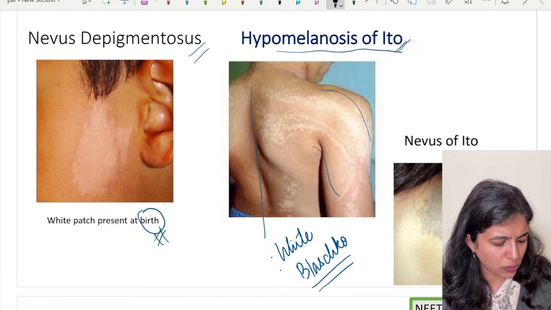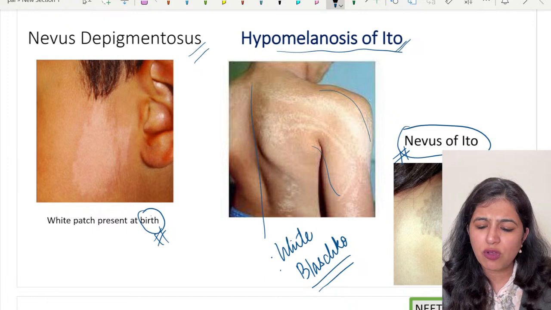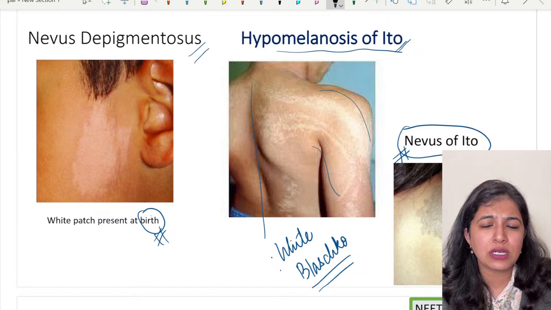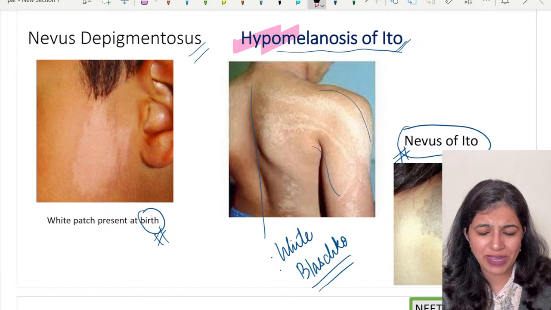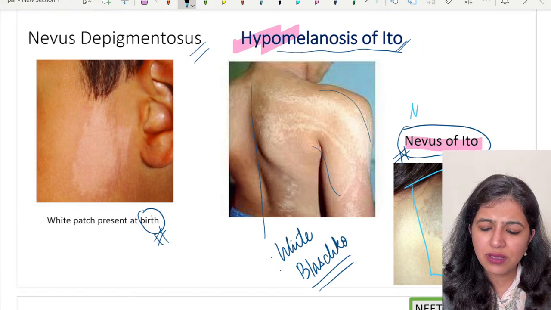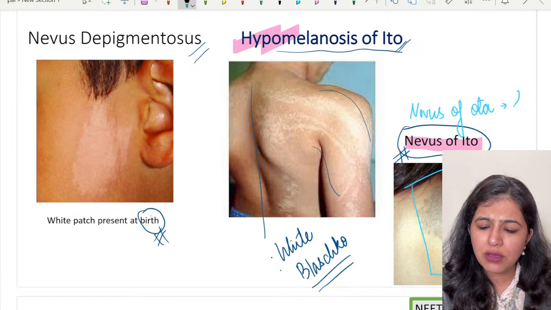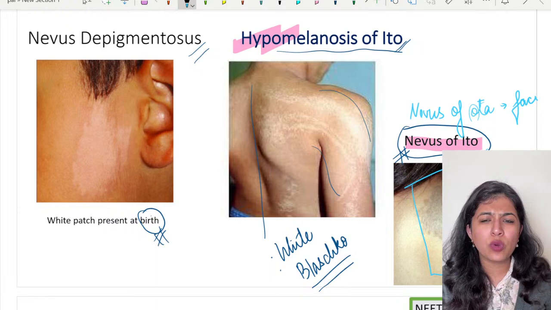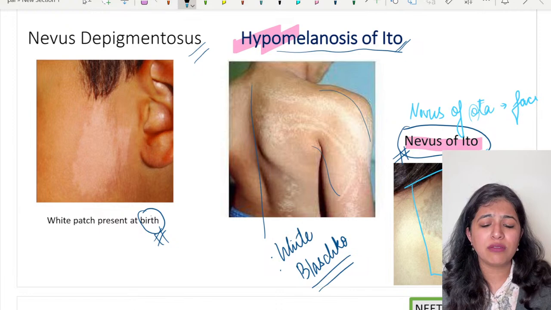Okay. Then there is another which was there in this exam, nevus of Ito and hypomelanosis of Ito. These are two confusing things, but remember, where it says hypo, there are white lesions. Where it just says nevus of Ito, there it is blue-gray lesions on the back of the patient. So we had nevus of Ota also. So nevus of Ota was on the face. Remember, O for Ota, O for ocular, it is around the eyes. Ito is on the back, and don't confuse nevus of Ito with hypomelanosis of Ito. These are very different from each other.